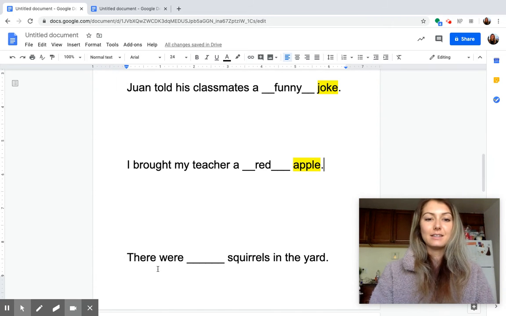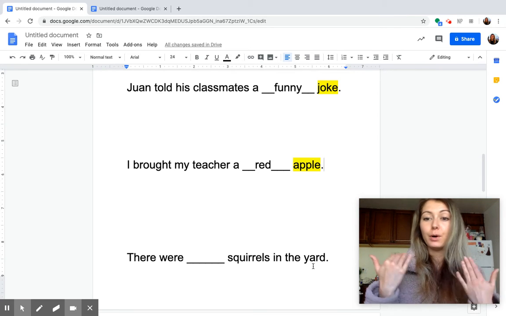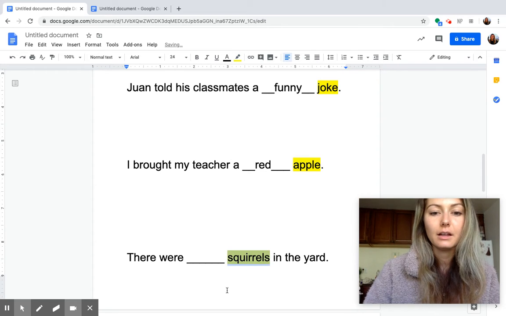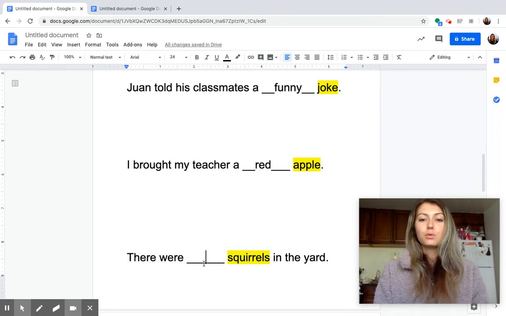This sentence says, there were blank squirrels in the yard. So what is the noun being described here? Is it yard? Are we talking about what the yard looks like? No. We're actually talking about the squirrels here. There were yellow squirrels in the yard.